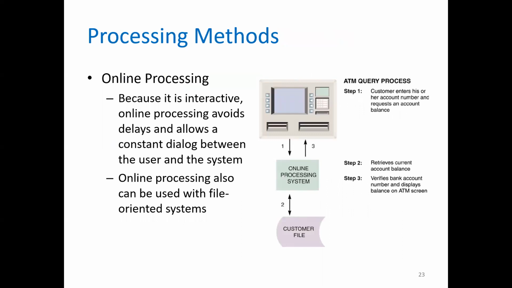Online processing. If we look at processing methods, generally there are two: online and batch processing. First of all, let's have a look at online processing. Online processing is an automated way to enter and process data or reports continuously as the source documents are available. Because it is interactive, online processing avoids delays and allows a constant dialogue between the user and the system. Online processing also can be used with file-oriented systems. A very good example of online processing is an ATM.